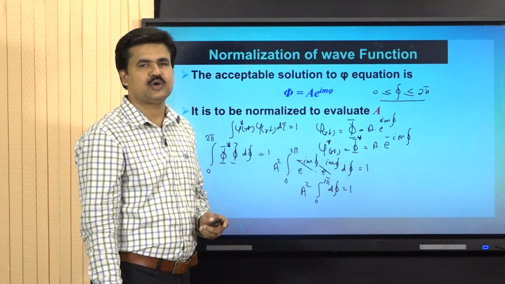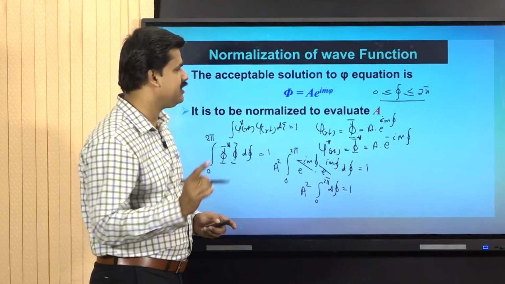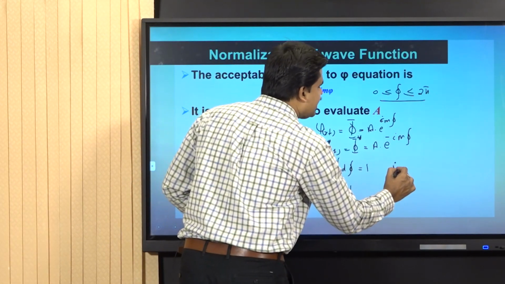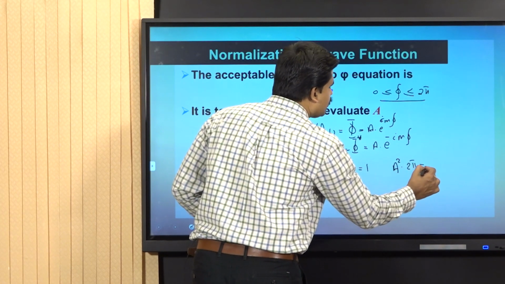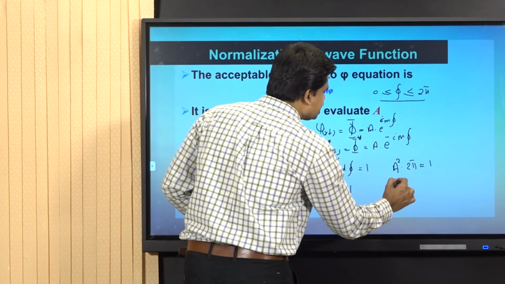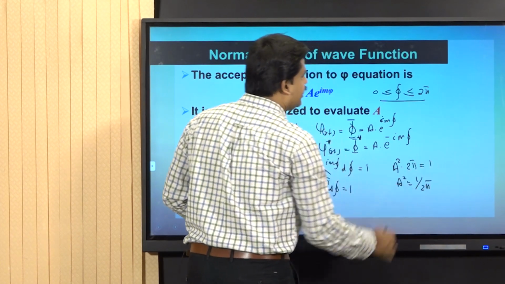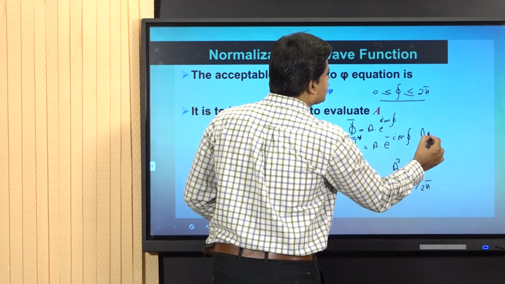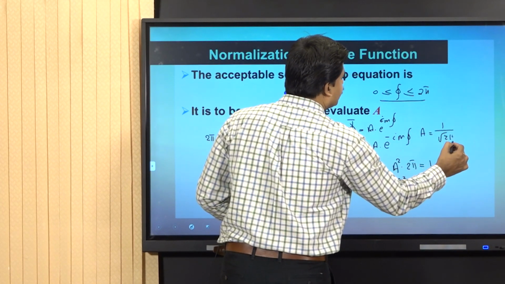Integral d phi is equal to phi. Upper limit minus lower limit produces the value 2 pi. So we got A square into 2 pi equal to 1. That implies A square equal to 1 by 2 pi. Hence the normalization constant A is equal to 1 by root of 2 pi.